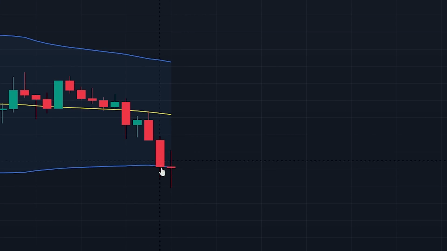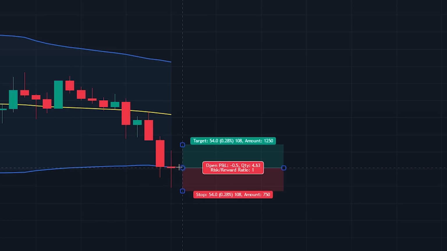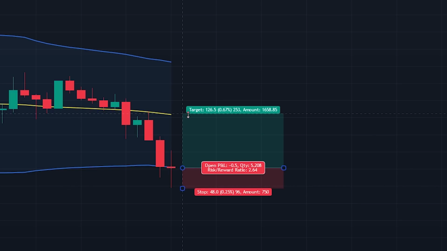Here we see that the price closed below the lower Bollinger Band. This indicates that the price might reverse back to the moving average. Based on this, we will enter into a buy position. We will place the stop loss at the recent swing low, and for the take profit, we will target the line in the middle, which is the moving average.